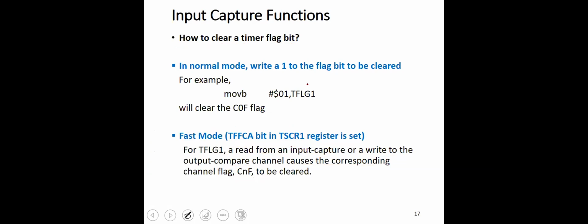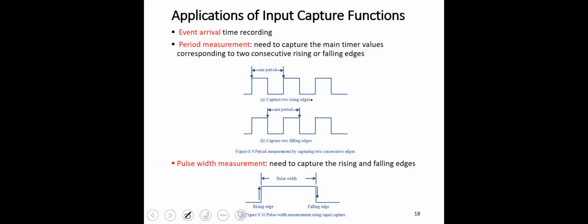What we have here is basically how we clear the flag. For example, to clear the channel 0 flag, we write 01 to the flag 1 register, and it will be cleared. Okay, any question? So let's look at some of the applications where we might need to use the input capture functionality.